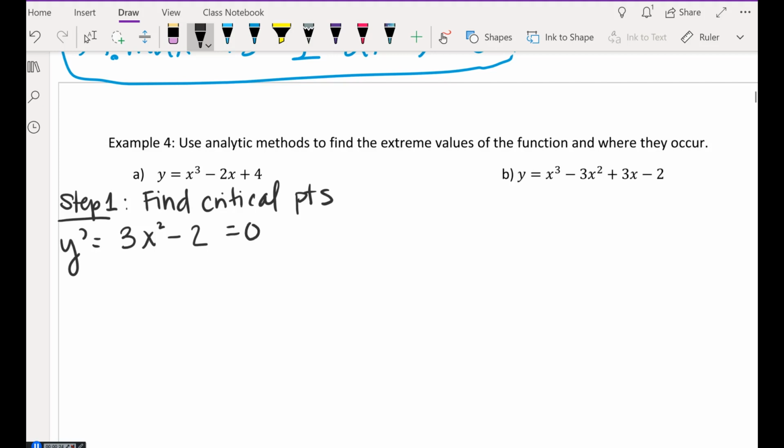Perfect. And guys, what's your next step? Solve for x. You're right. Solve for x. Okay. Can you please help me solve for x, Ryan? What do you do?